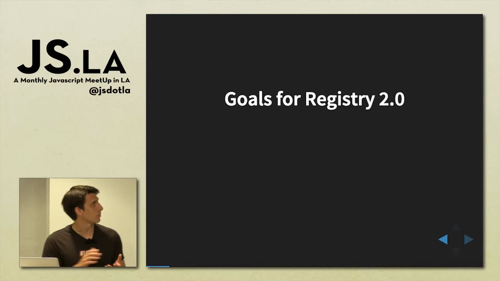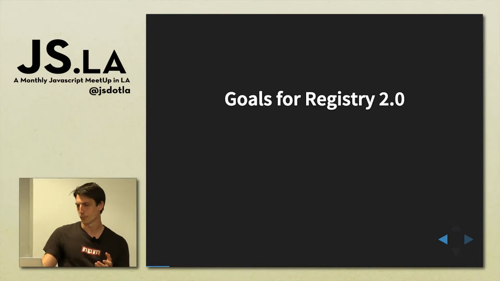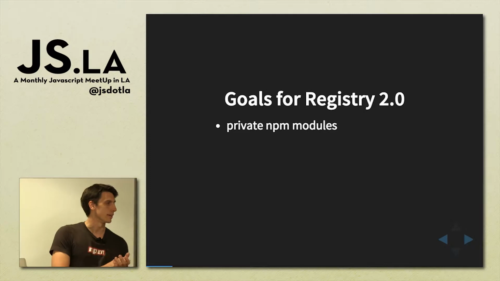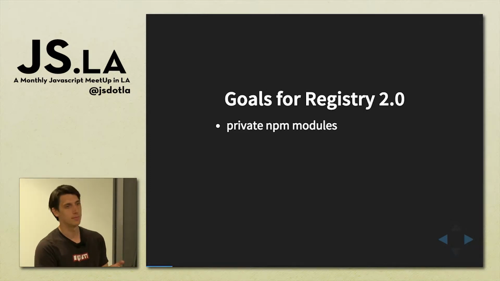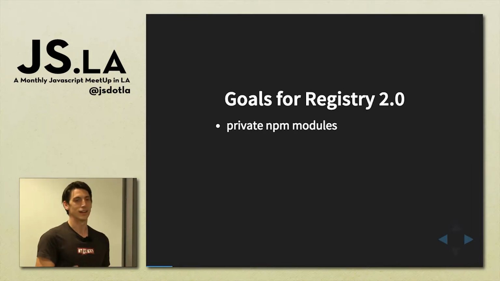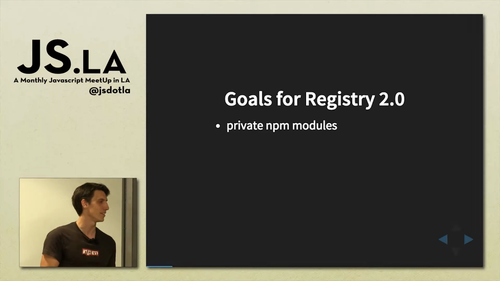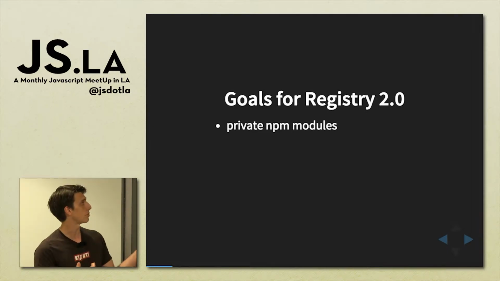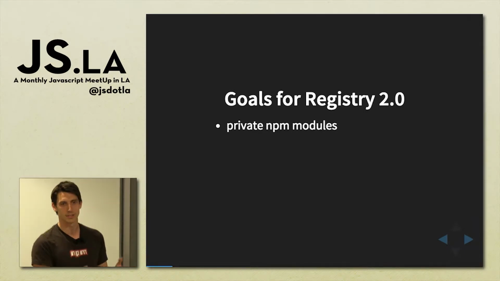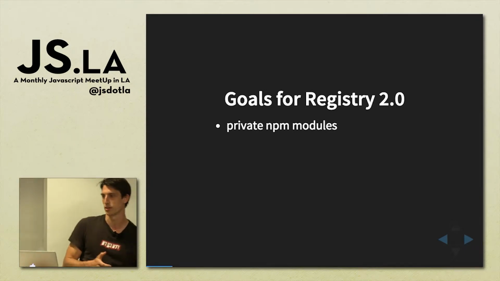So what were the goals for Registry 2.0? Well, most importantly, some people don't know this, but NPM is a company. We have 11 employees. We're trying to make money. And one of the most obvious monetization strategies for NPM was the ability to have private modules, so that within your company, you can bring the open source workflow you have, and without using private Git repos, you can actually install NPM modules with your company's private code on them. So we had to get the registry to the point where you could have private modules.